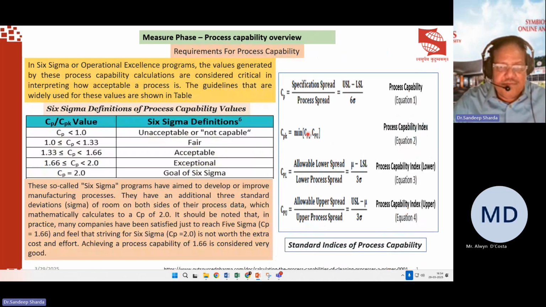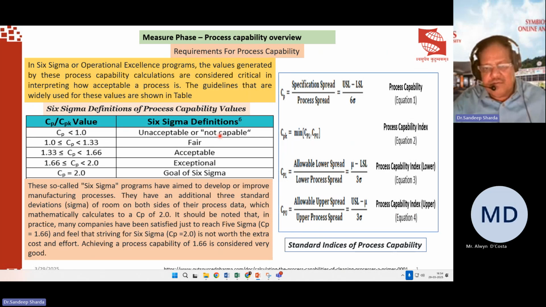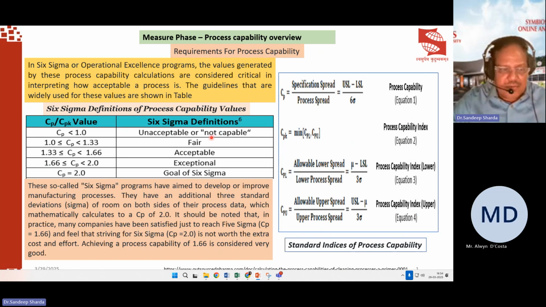Now, what is the significance of this process capability? If the Cp is less than 1, then the process is unacceptable and not capable. So we have to find out what the system problem, the process problem, or the product problem is. If it is between 1 and 1.33, then we accept it as fair. Between 1.33 and 1.66, it is in the acceptable range. Process capability of 1.66 and less than 2 is exceptional, so the process is working very well. And Cp of 2 is good for the 6 sigma goal. So that's how we are going to analyze it.